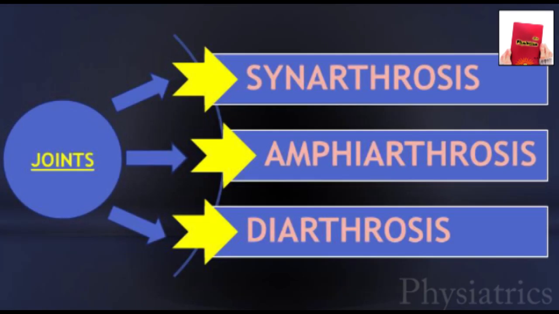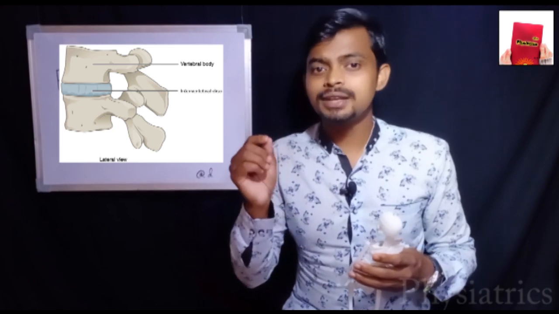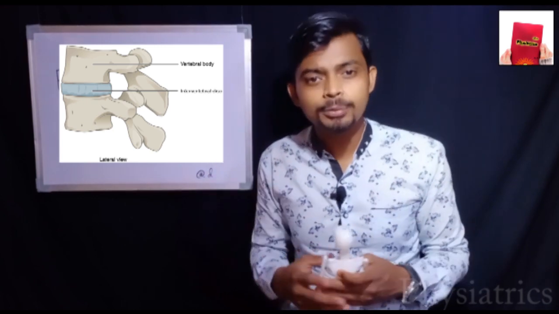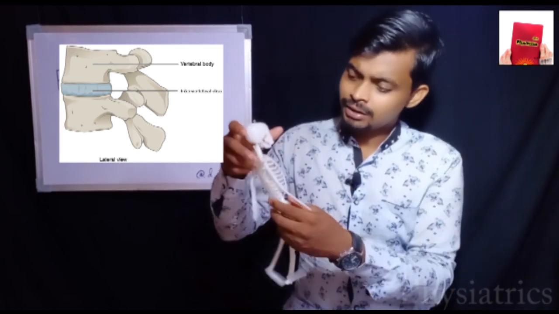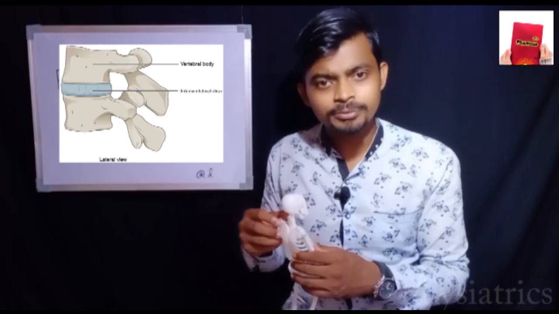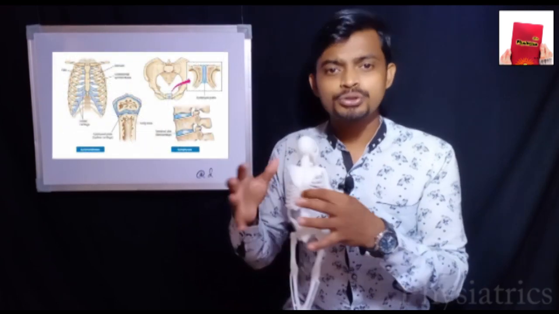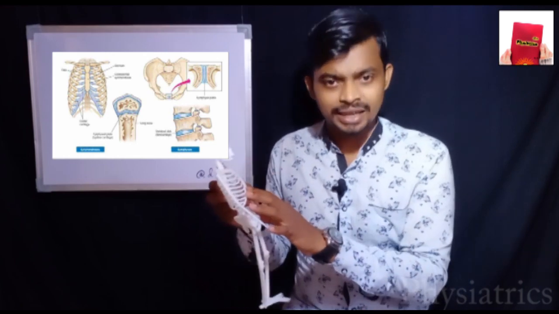Then the next type of joint is amphiarthrosis. These are the joints that provide slight movement, or slightly movable joints. The movements may be a gliding movement, like that present in the intervertebral disc, or a stretching movement, present in the thoracic cage.